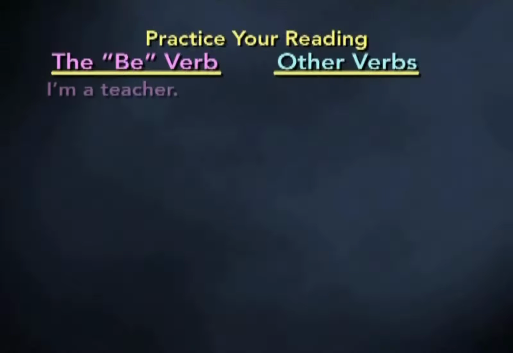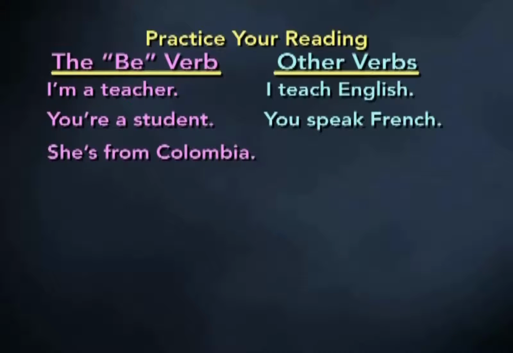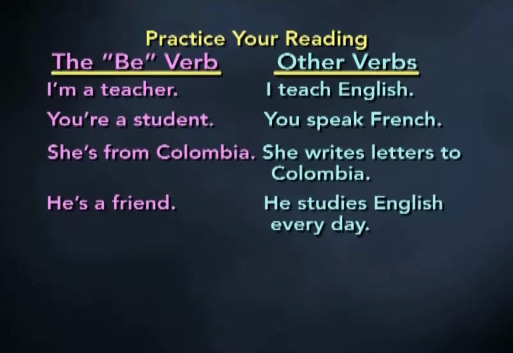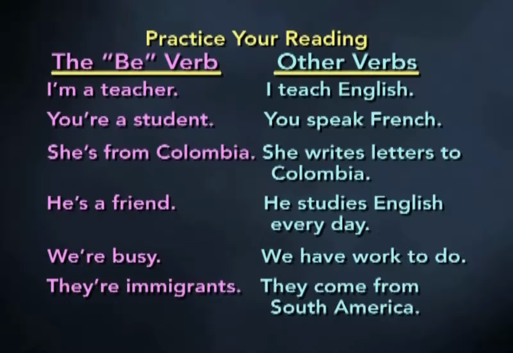The be verb, I'm a teacher. Other verb, I teach English. You're a student. You speak French. She's from Colombia. She writes letters to Colombia. He's a friend. He studies English every day. We're busy. We have work to do. They're immigrants. They come from South America. Be verbs and other verbs.